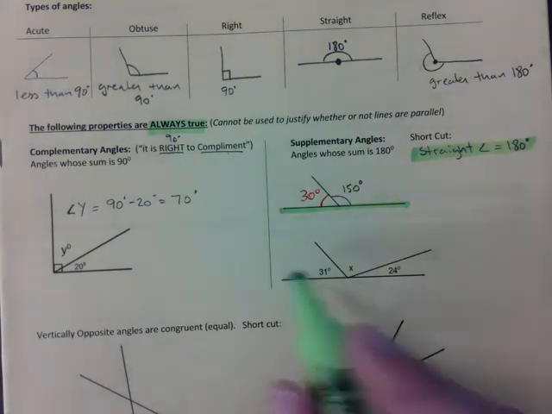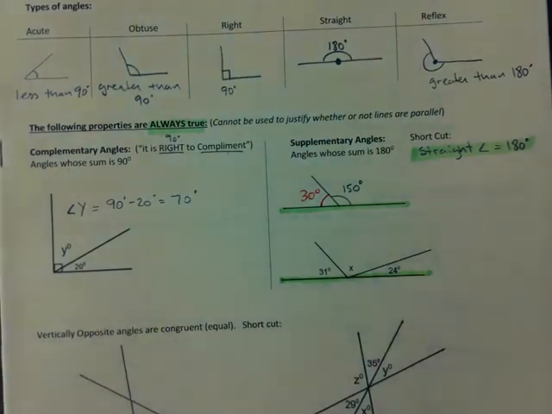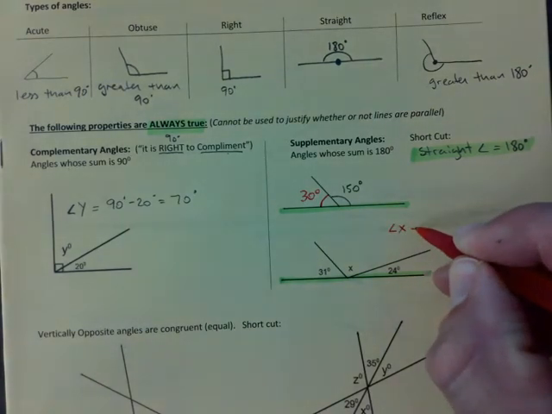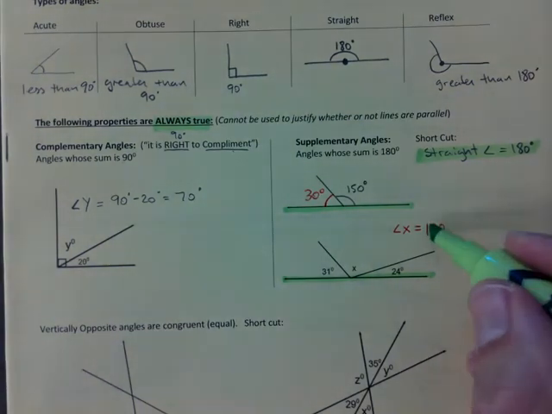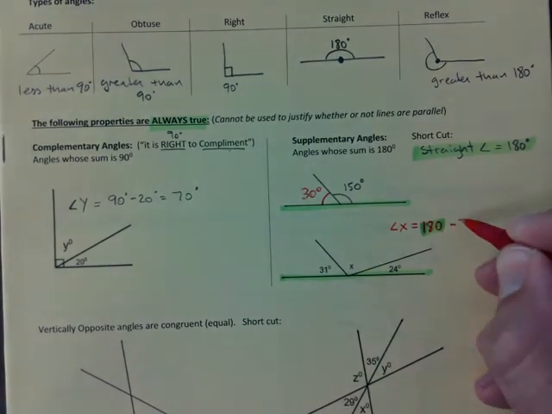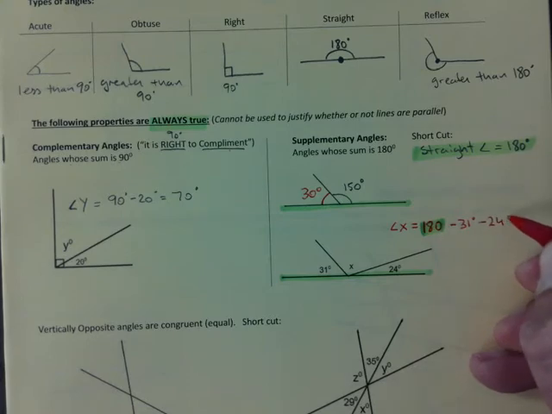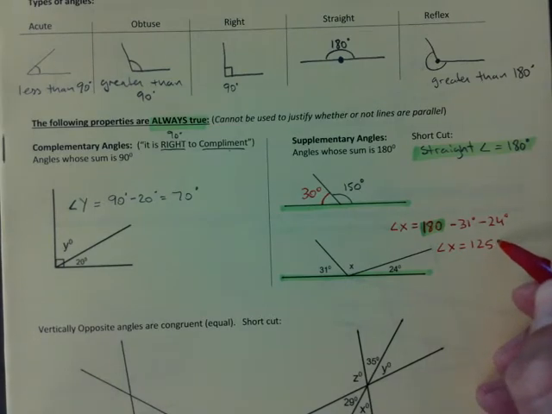Next, let's say you have something like this going on, and you're like, I don't know what to do. Focus in on the straight line, okay? The straight line is right there, so along that straight line, any angle formed along it must add up to 180. So angle X, in this case, is 180. Where did I get that from? I got that from the straight line. 180 minus 31 minus 24, and I end up with angle X being 125 degrees.